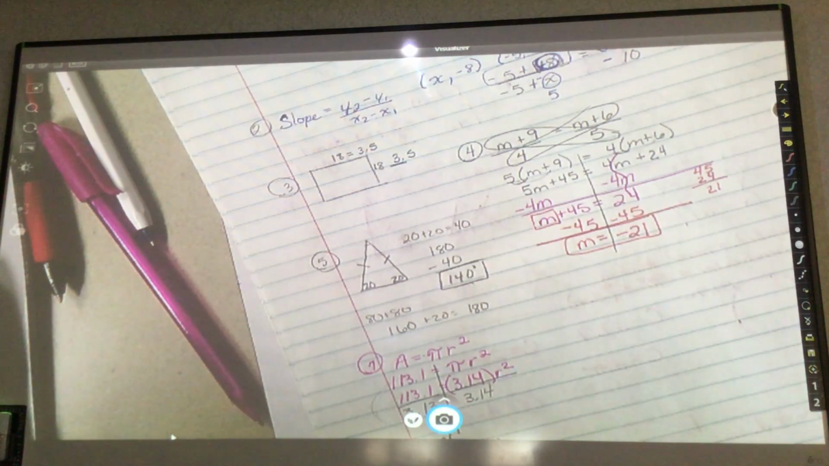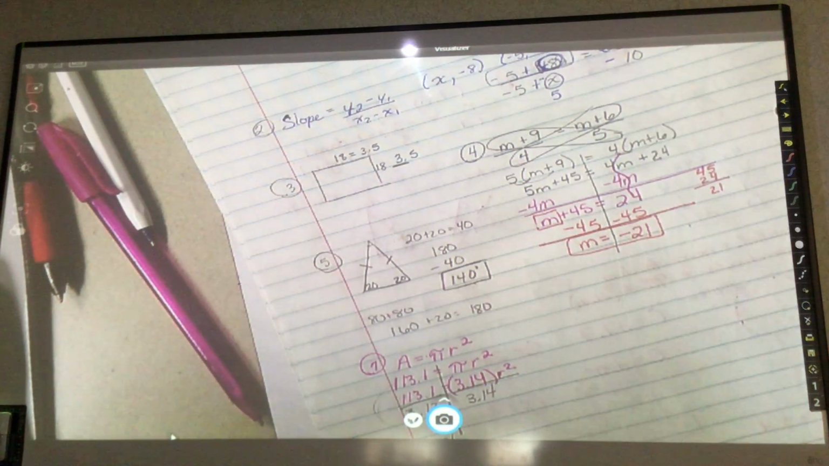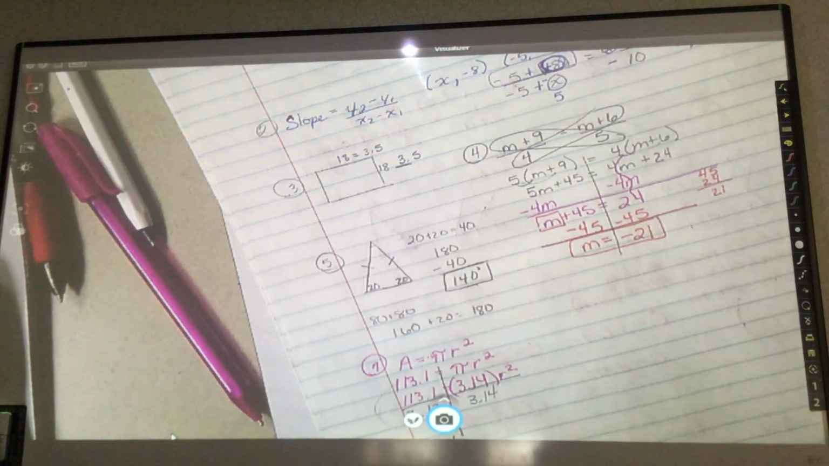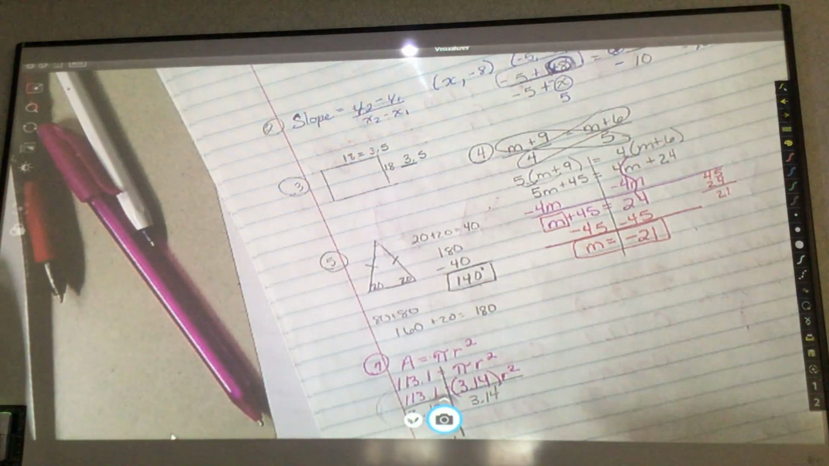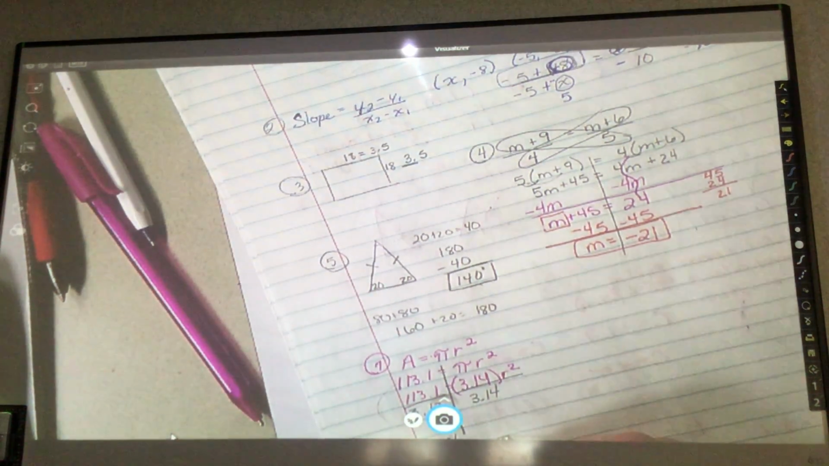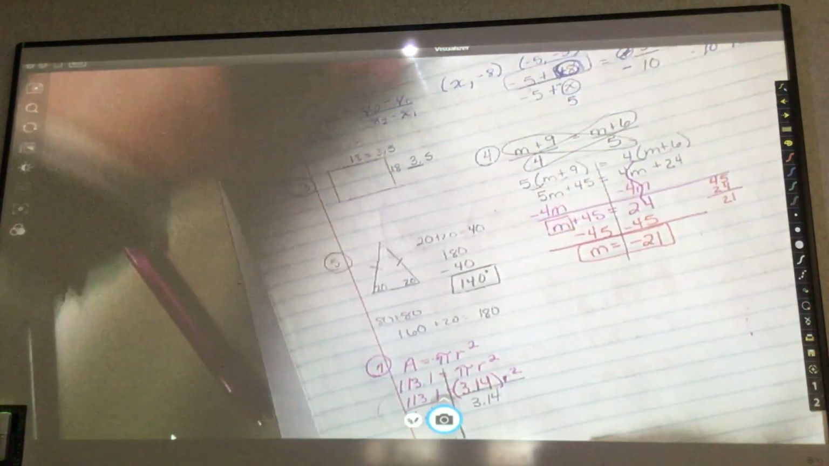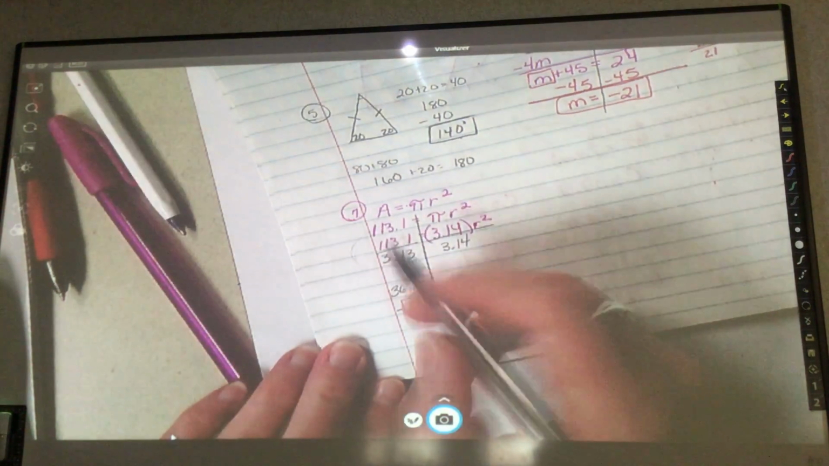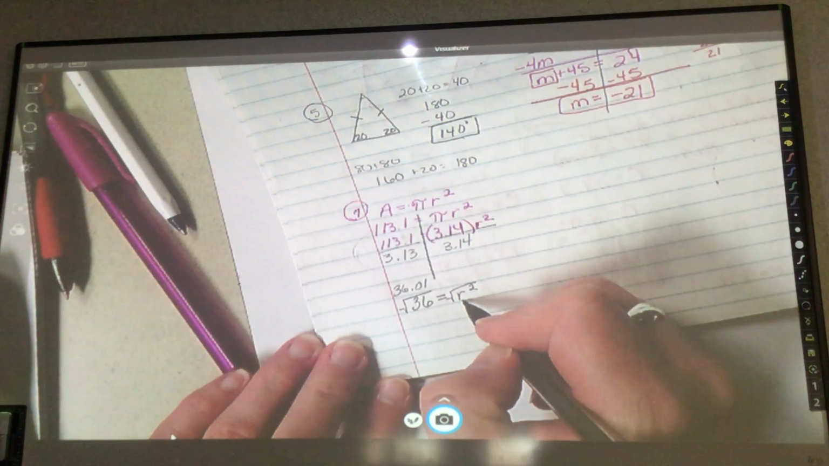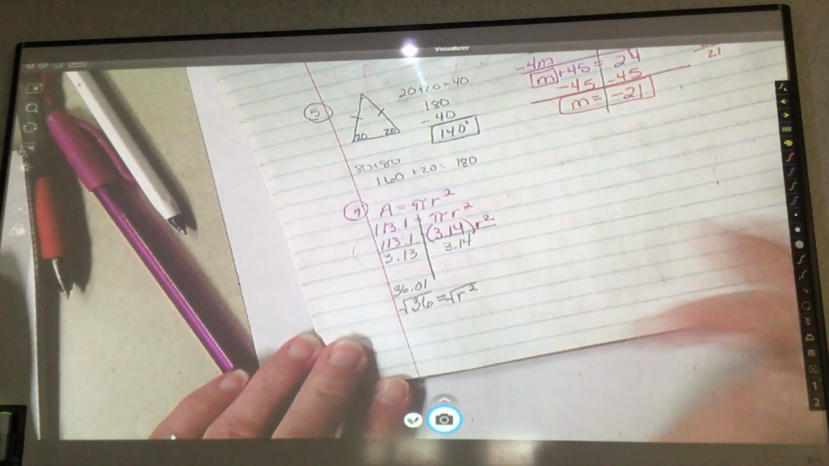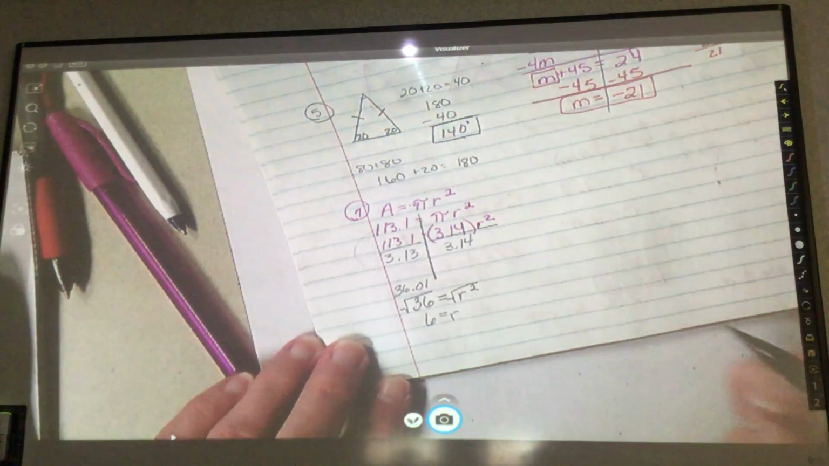How do I get the square part out of the r? You find the square root of 36. Yes, the opposite of squaring something is finding the square root. So you're doing the square root of both sides. So what's the square root of 36? 6. Guys, what's the answer? 6. So 6 equals my radius.